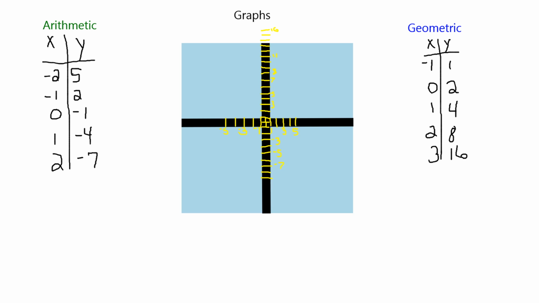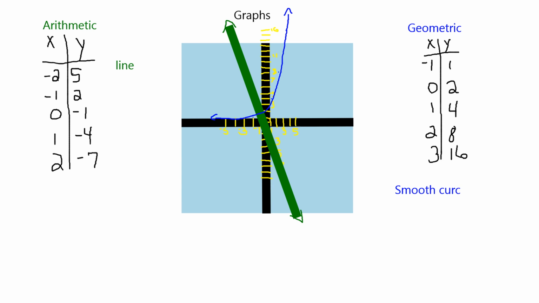We are now going to graph the two different sequences so that you can see the difference of the look in the graphs. The arithmetic is going to be green and the geometric is going to be blue. I'm going to start by graphing the arithmetic sequence. We see that the arithmetic sequence creates a line. Now let's see what a geometric sequence looks like. We see that the geometric sequence created a smooth curve, also known as exponential.